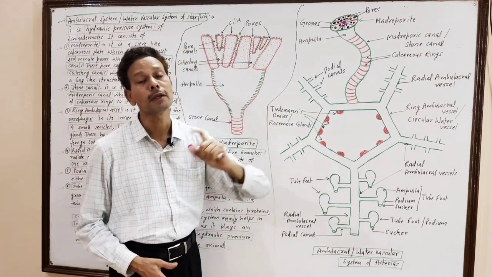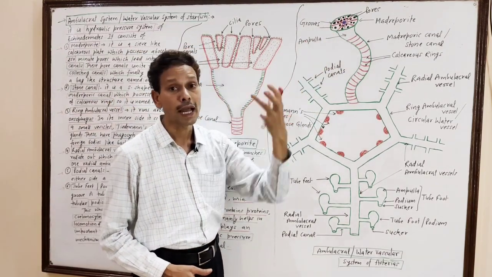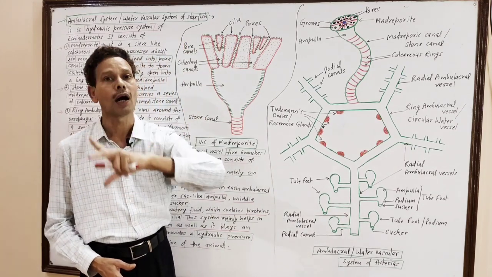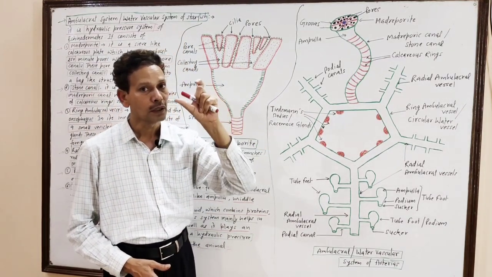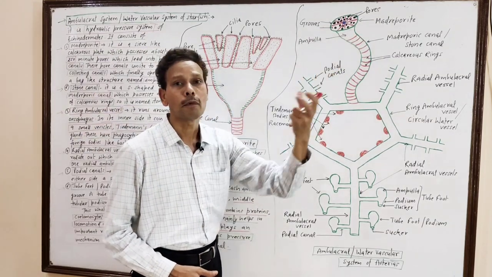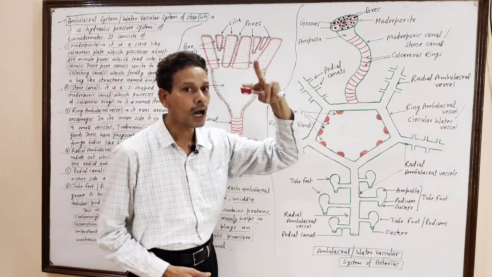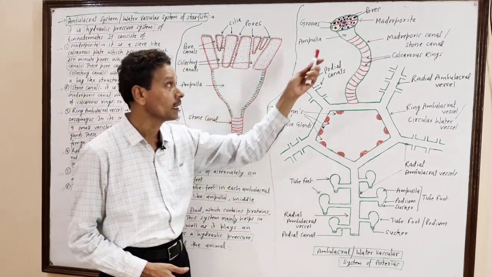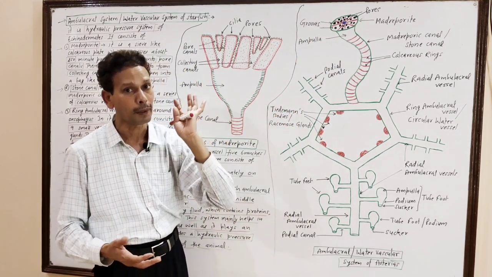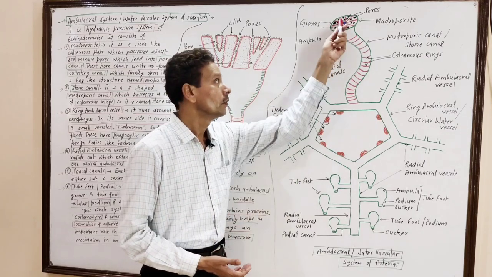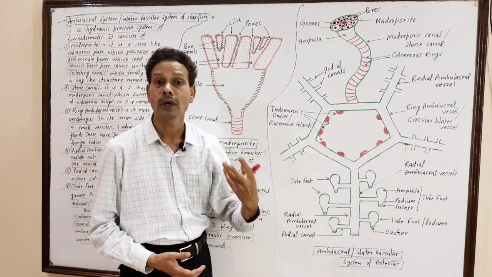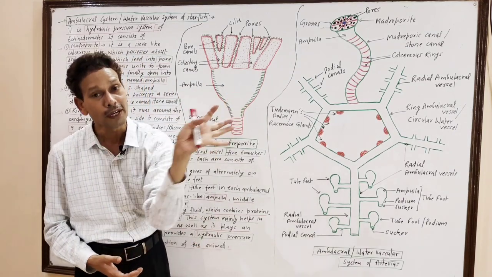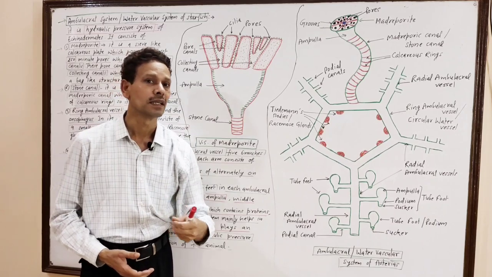Its first part is madreporite. This madreporite lies on the upper surface of the body, in the central disc, on the aboral surface, between two arms. Both arms are named bivium. This madreporite, which is a calcareous plate, consists of about 250 microscopic pores. These minute pores lead into grooves or pore canals. The madreporite acts as a sieve to filter the water which enters the body.